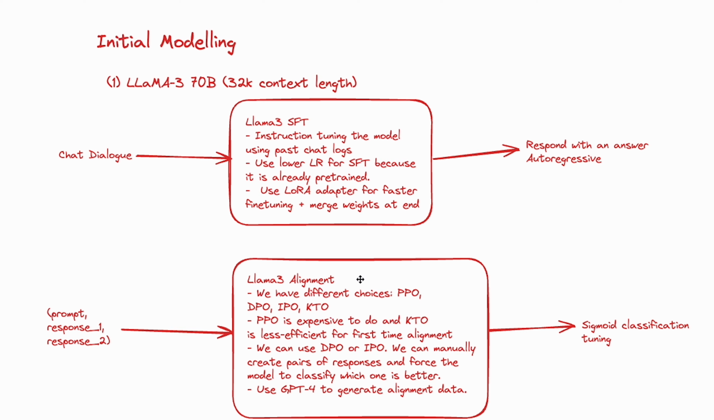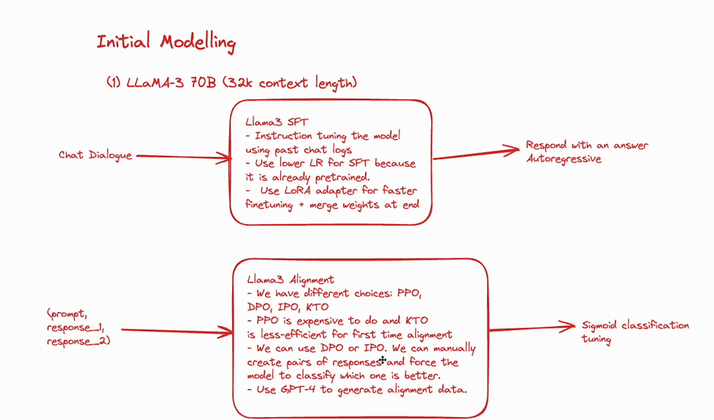You also need to mention which algorithm you want to use and why. So you can mention that PPO is the best choice, but it is expensive to do, and KTO is less efficient for first-time alignment. So that's why we can use DPO or IPO, which are essentially the same with slight modification.